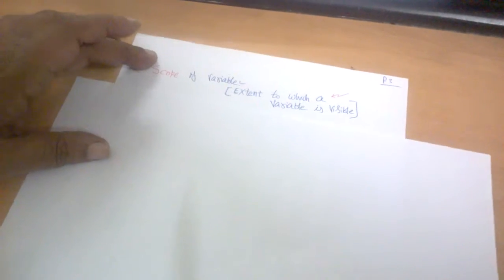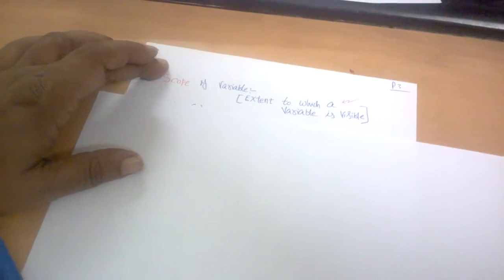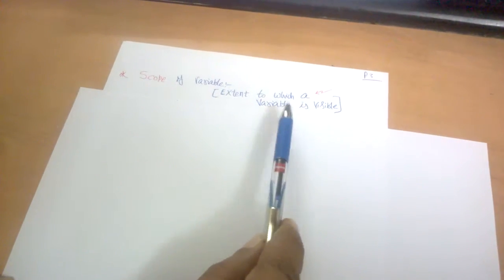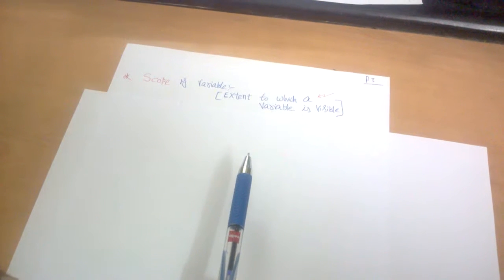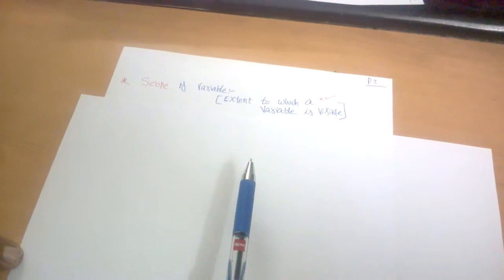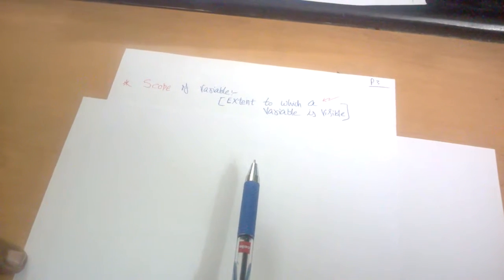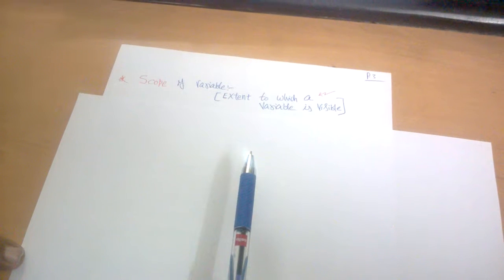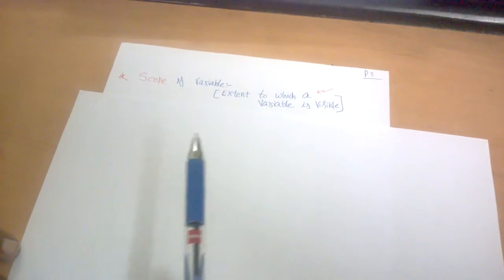First we will discuss what is meant by the scope of a variable. Scope means the extent to which a variable is visible in the program. It is like if you stand near the shore of a sea and look into the waters, there is a maximum extent up to which you can see the ocean. So it's something like that. A variable, to what extent is it visible?